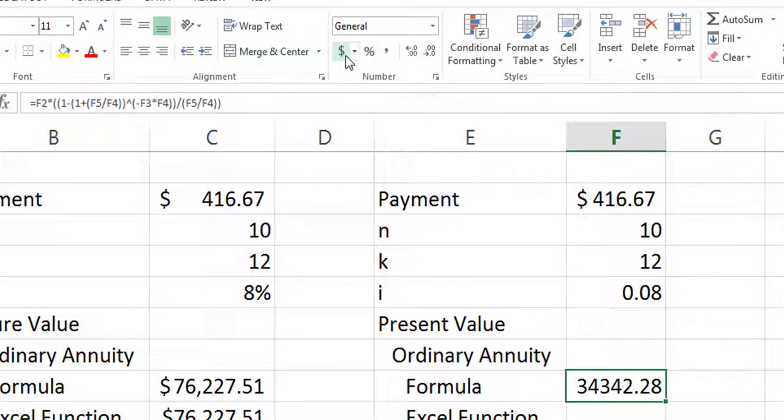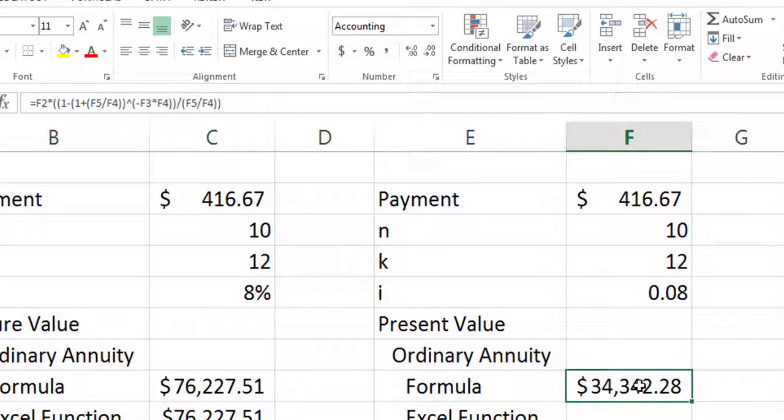So that number is very different than $76,000. That number is $34,000. Another way of looking at it is, this $34,000 is the mathematical equivalent of getting paid $416 a month every month for the next 10 years.